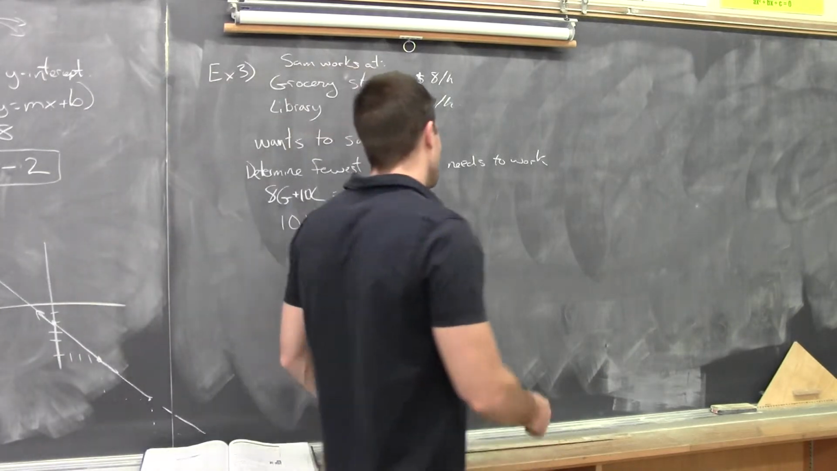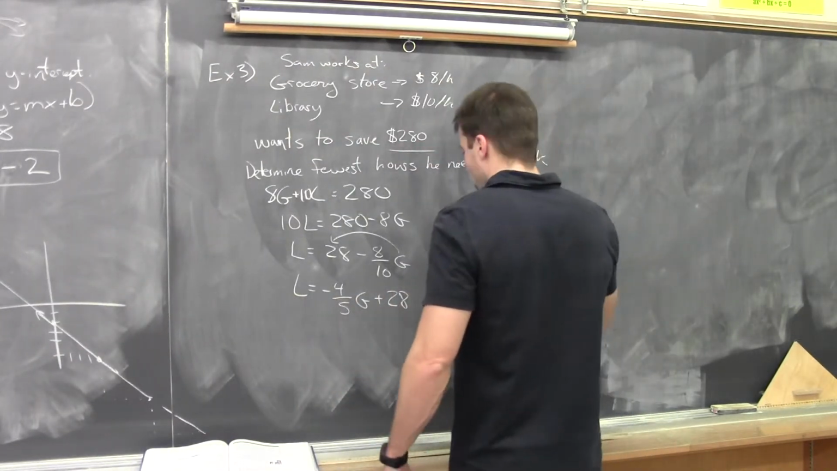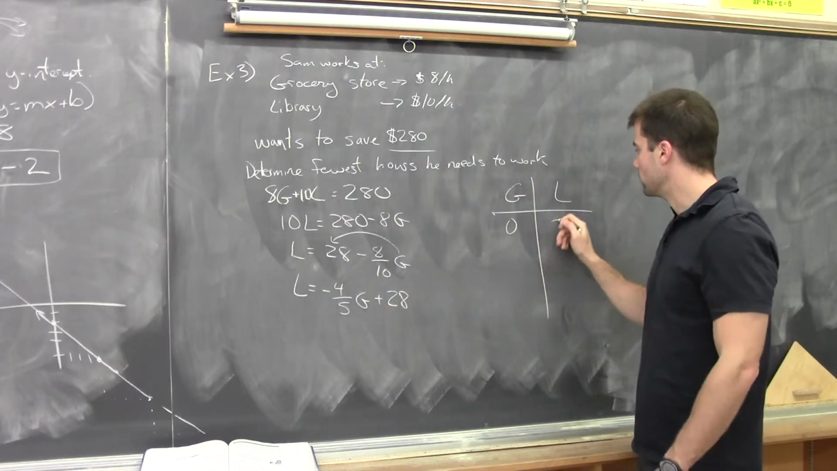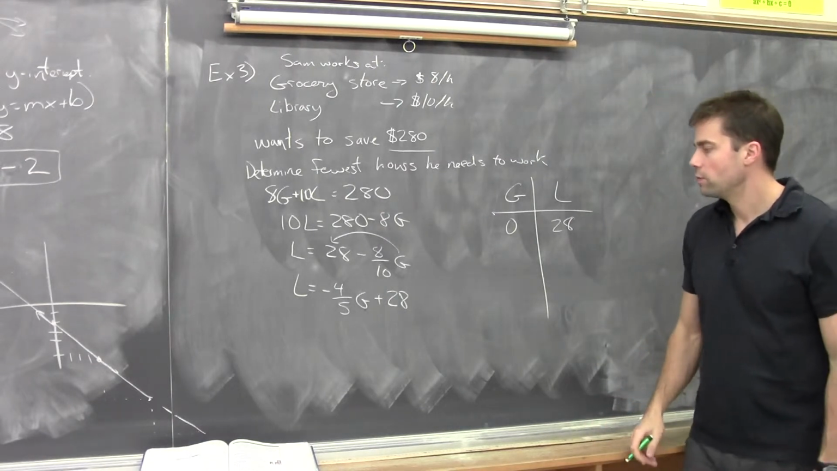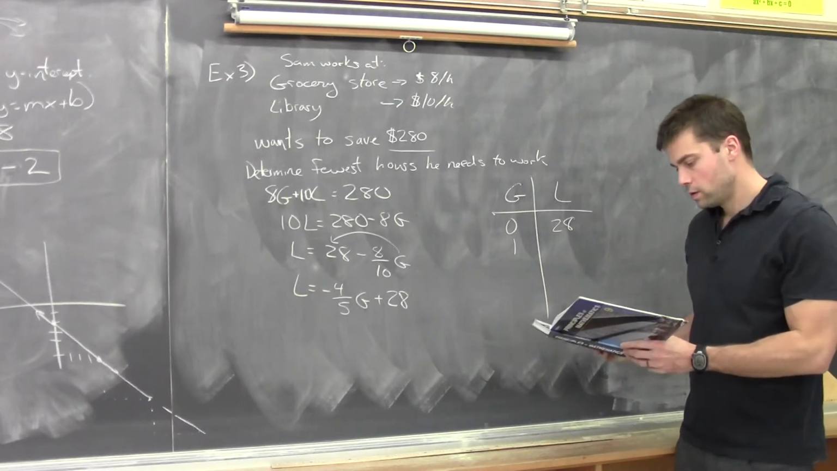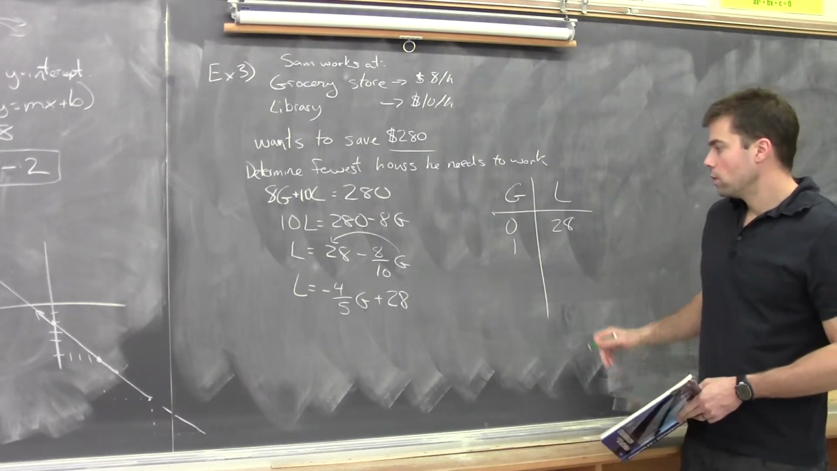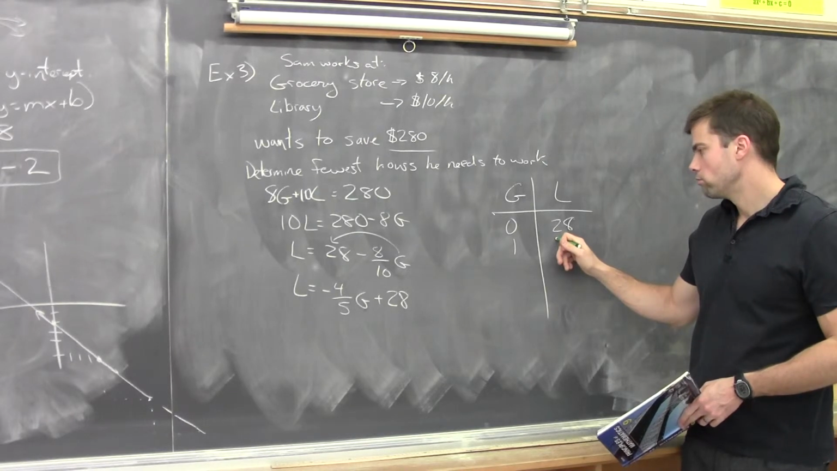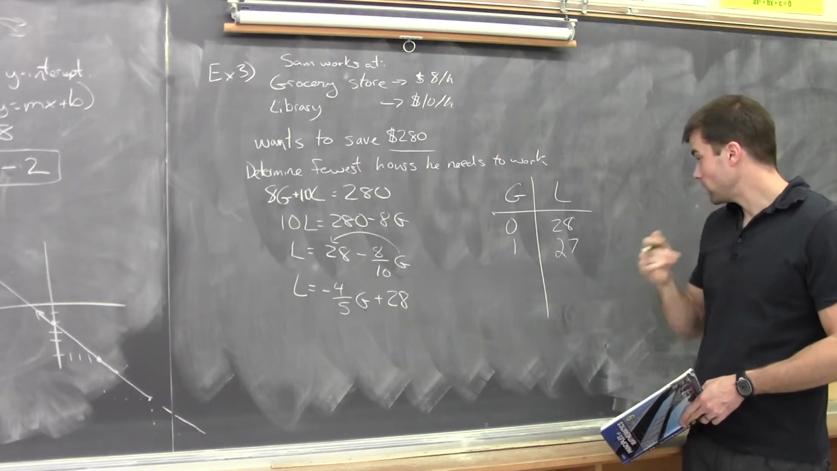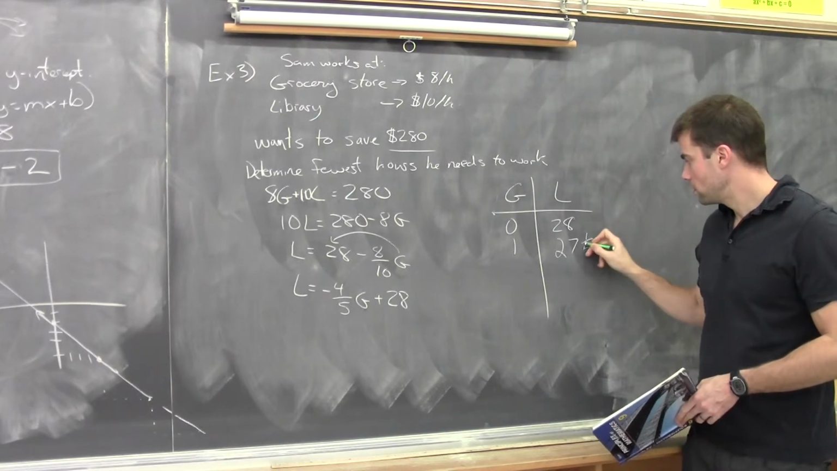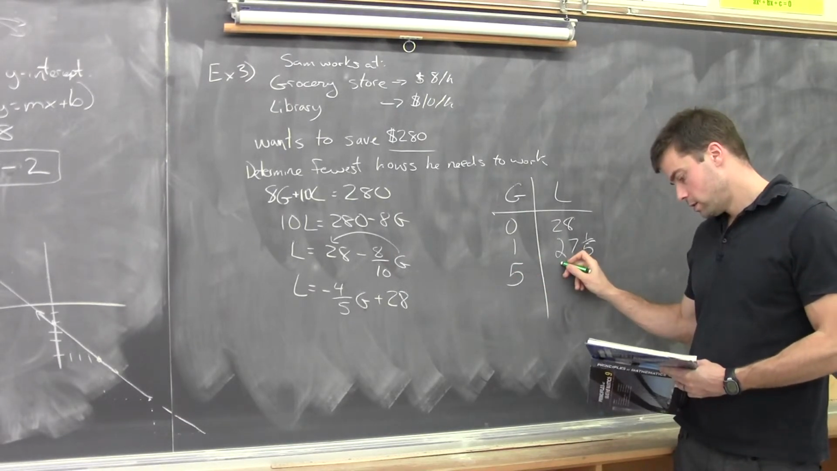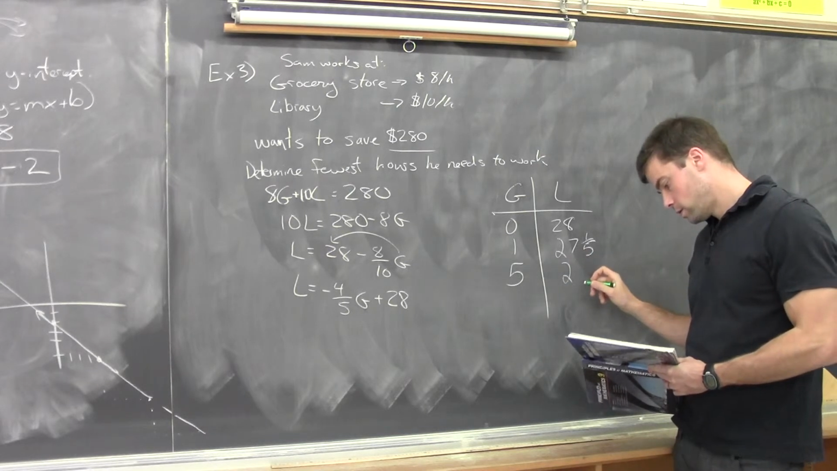And we can do a quick table of values, plug in values for G and figure out L. So if we plug in the first value, G is 0, we find out L is 28. We plug in a value of G is 1, we're going to get 27 1/5. Plug in G is 5, we get 24.